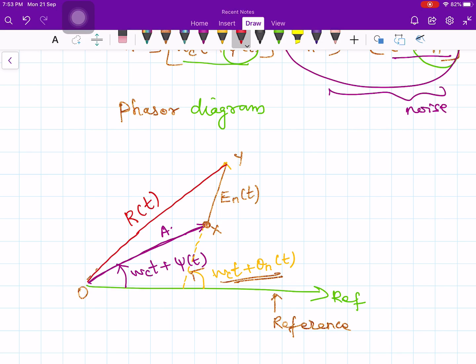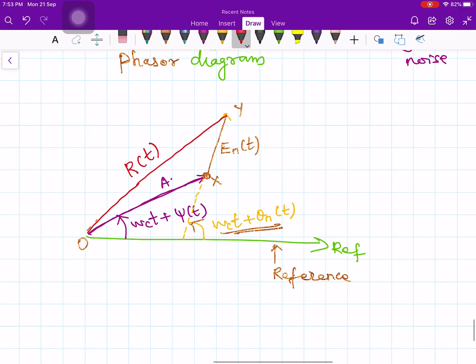What is the amplitude now? R of t, and cosine of its angle. What is the angle now? We need to calculate. So that angle is going to be this angle. What is that angle? Let me say this angle is delta psi. Okay, so let me call that angle delta psi.